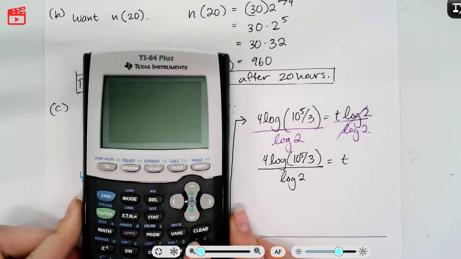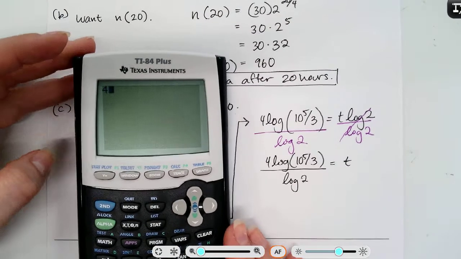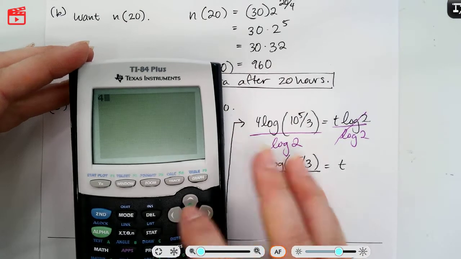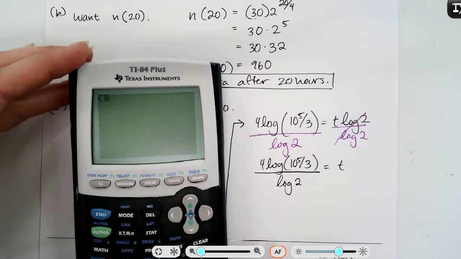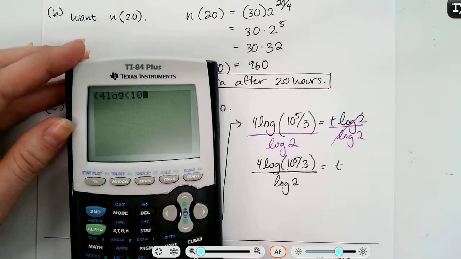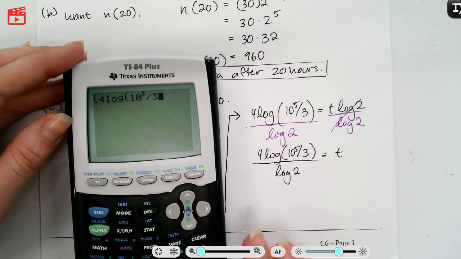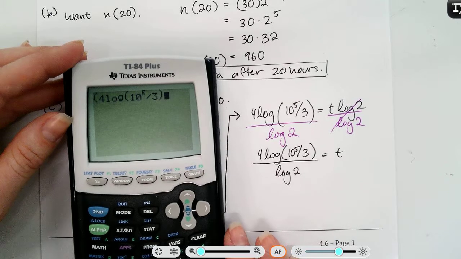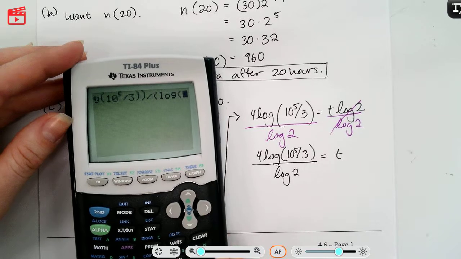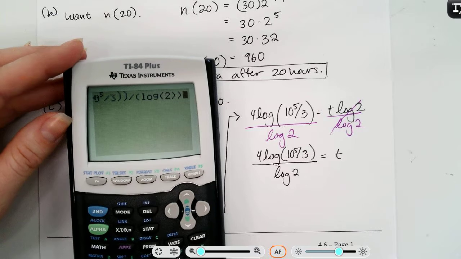and find that value. All right, so what do we have? We have 4. And you know what? Because I have a large amount in the top, I'm going to go ahead and put this in parentheses. So 4 log of 10 to the 5th divided by 3. Okay, and close that in parentheses. And then divide that by, I'm going to put it in parentheses, log 2. Close parentheses. A lot of parentheses.